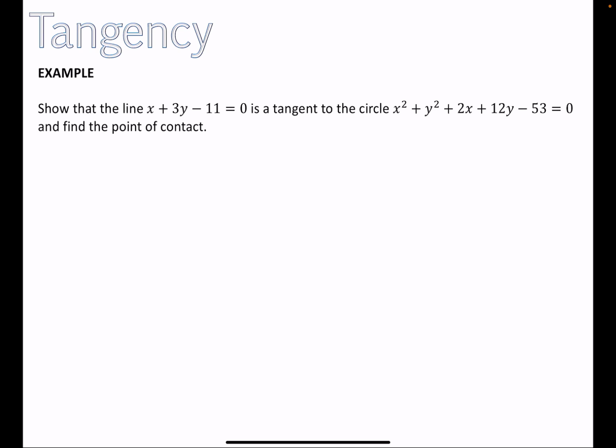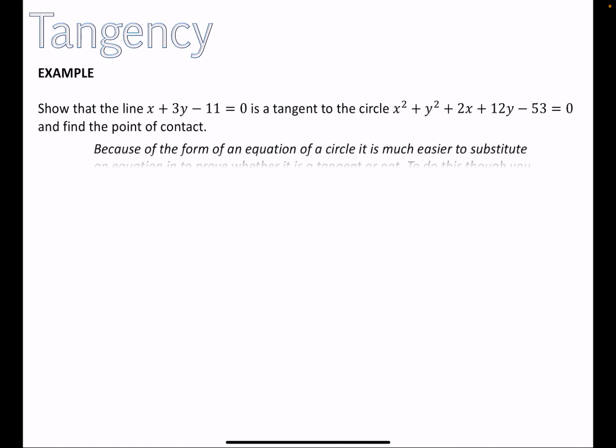So we're going to show that the line x plus 3y minus 11 equals 0 is a tangent to the circle x squared plus y squared plus 2x plus 12y minus 53 equals 0, and find the point of contact. Right, the issue here is that we could make these both equal to each other, but that's not really going to help because we're still going to have lots of x's and y's. Ideally, what we want to do is get rid of one of the x or the y.